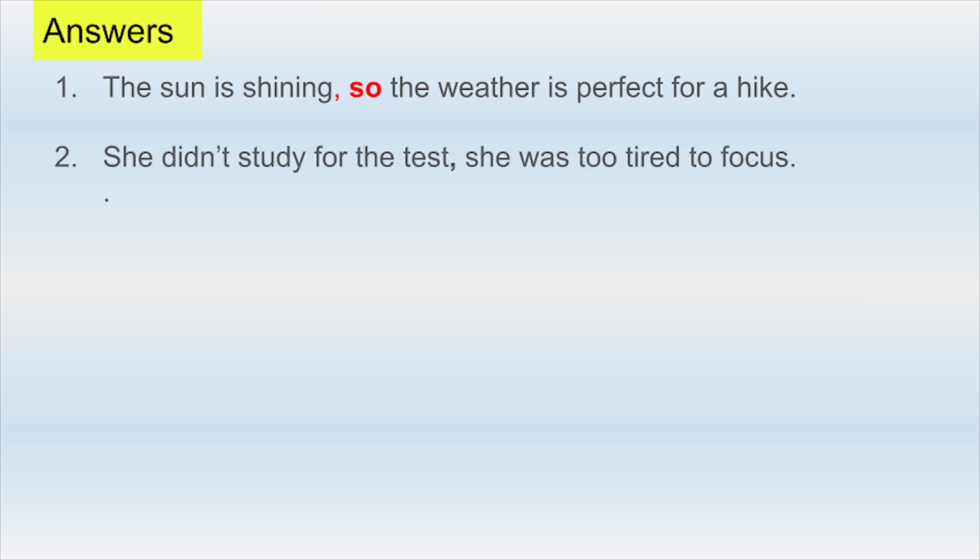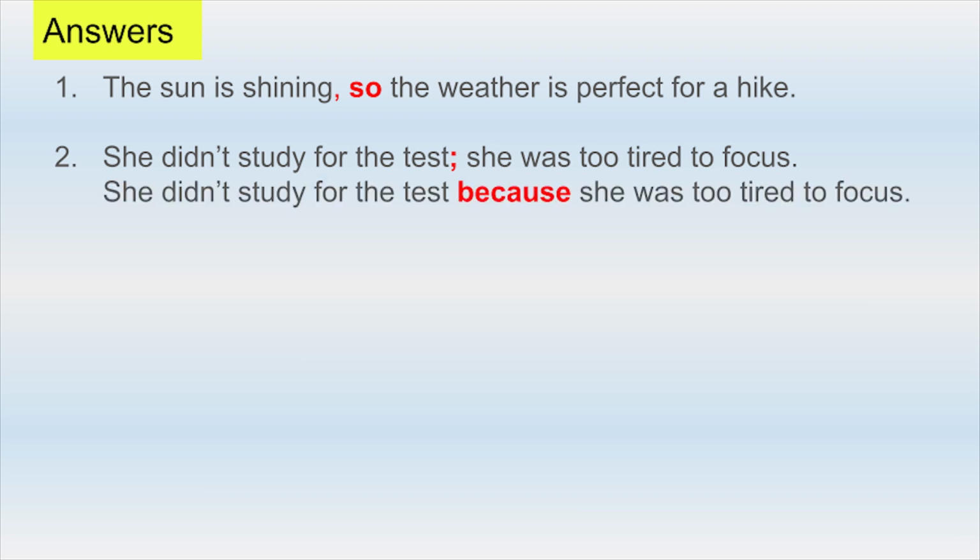Number 2. She didn't study for the test. She was too tired to focus. This is a comma splice. We have two independent clauses. She didn't study for the test and she was too tired to focus. Both clauses are related, so we may use a semicolon after "test". We could also use the subordinating conjunction "because". She didn't study for the test because she was too tired to focus.